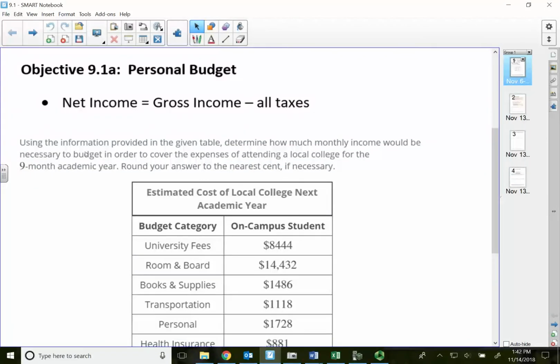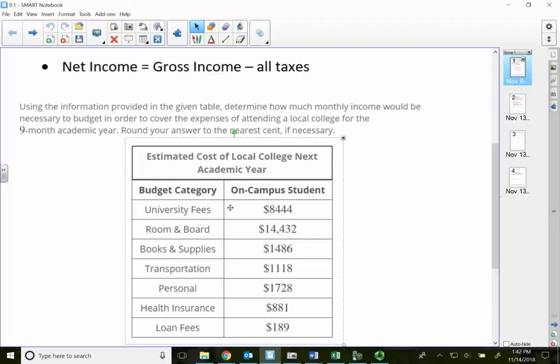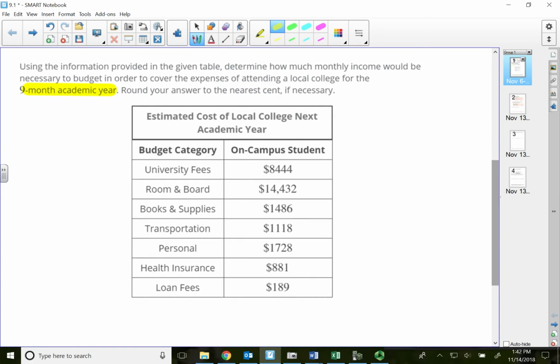All right, so let's take a look at an example here that you'll be doing on the homework. Use the information provided in a given table, determine how much monthly income will be necessary to budget in order to cover the expenses of attending a local college for 9 months. Okay, this is for a 9 month period or academic year. Round your answer to the nearest cents when necessary. So basically, the budget categories here are the fees, room and board, book supply, transportation, personal, like food and things like that, money we want to spend, health insurance, and loan fees.